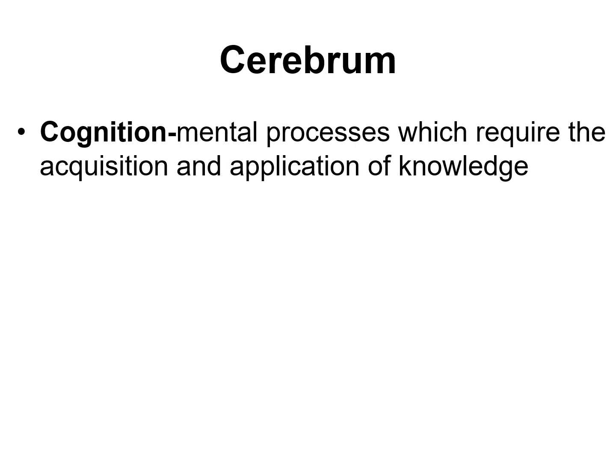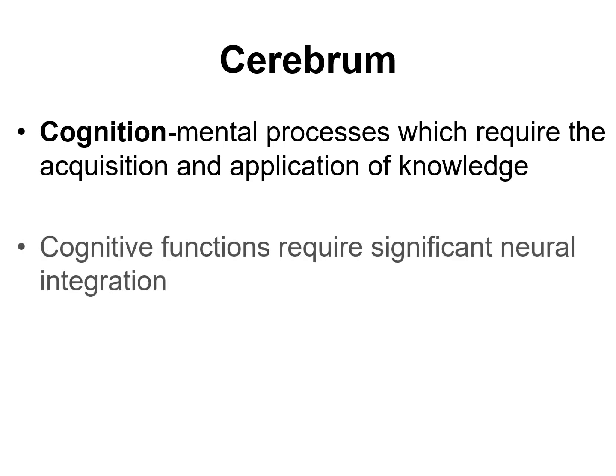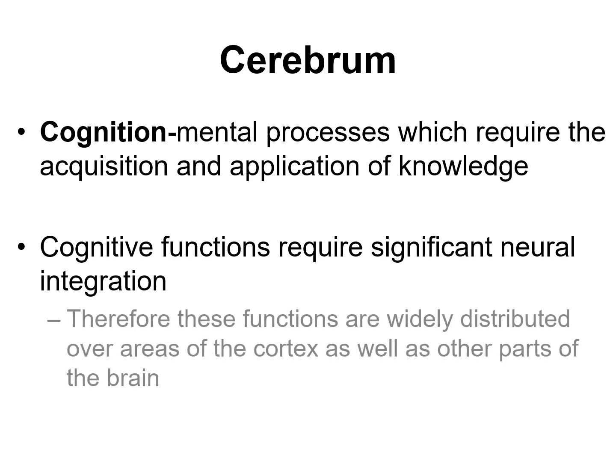So cognition, in short, is a mental process which requires the acquisition of information and then applying that information. Cognitive functions require significant neural integration, and typically they require different portions of the cerebral cortex, as well as other parts of the brain.